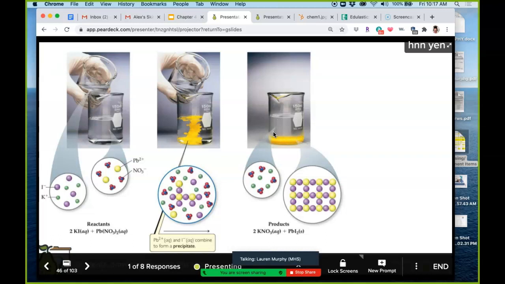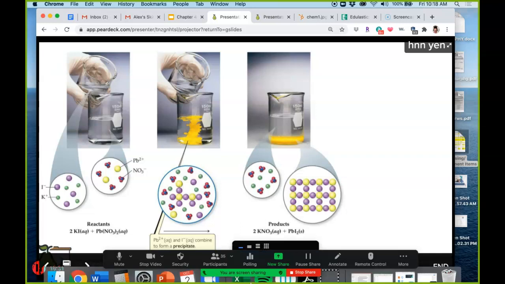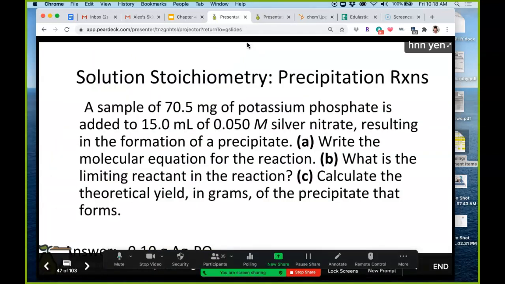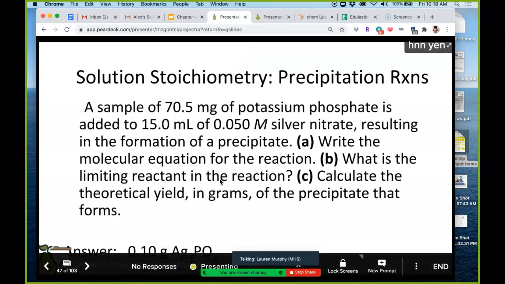So technically you could separate this out. You could filter this out. You have to filter this out, get rid of the solution on top, and then the filter paper would collect the precipitate, and you could then dry it and mass out the precipitate. Are there any questions about this? Okay, so let's try another one.